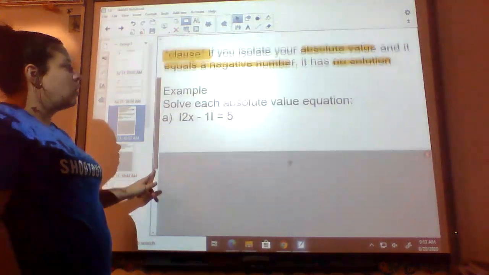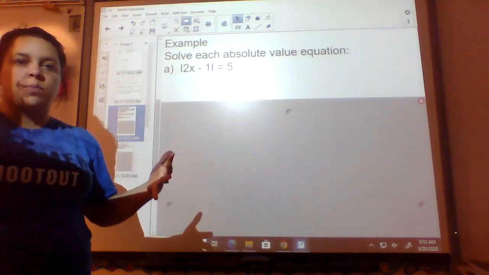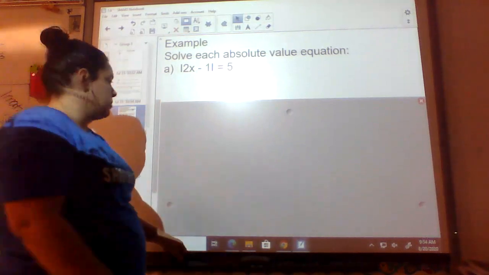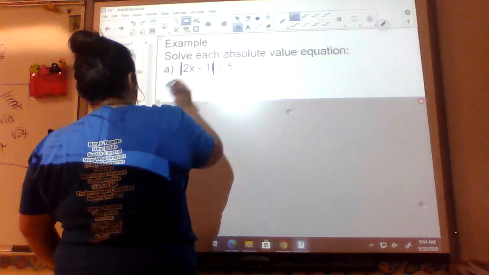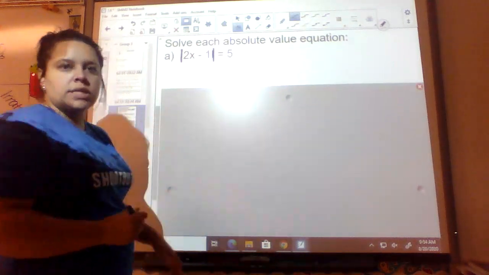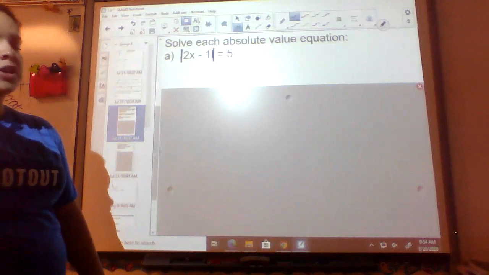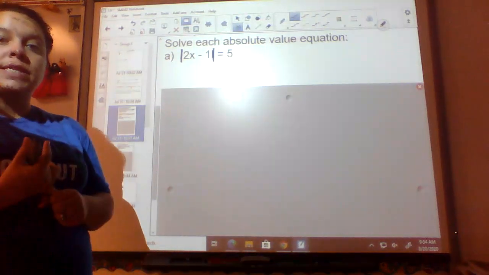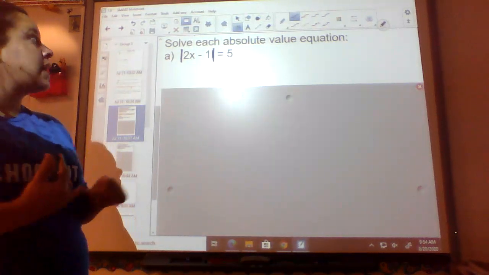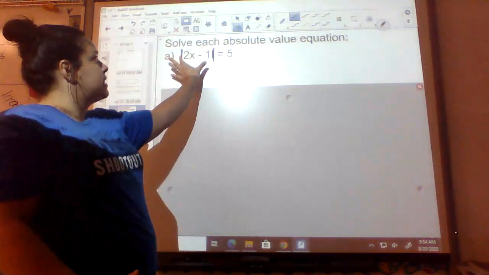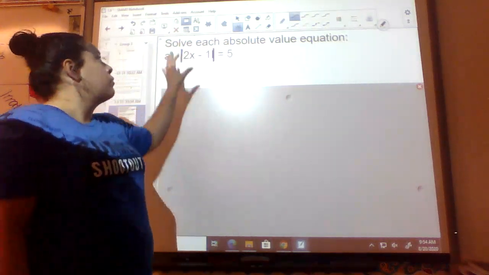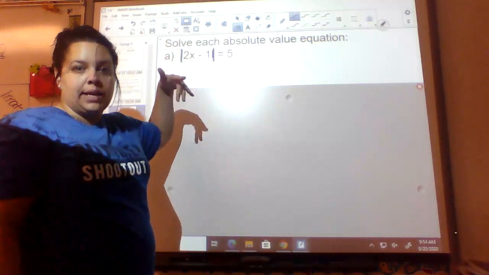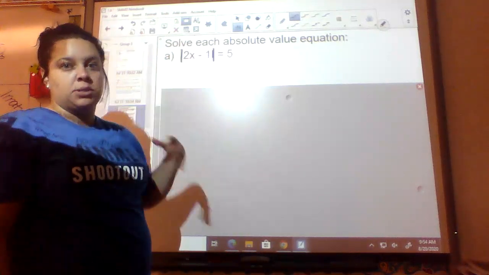All right, so this Smartboard does not have absolute value symbols, so I'm going to try to make these a little bit darker before we start the problem. Okay, it just says solve each absolute value equation. So first thing I'm going to do is make sure the absolute value is isolated. What that means is this absolute value should have nothing outside of it, which this one is already isolated. There's nothing going on outside the absolute value.